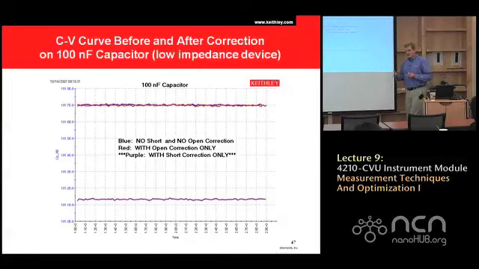So when we do an open and a short correction, we compensate across the entire spectrum of the AC impedance that we plan to be measuring. And what this does is it gives you some confidence that no matter what I'm measuring, the results are probably going to be right.